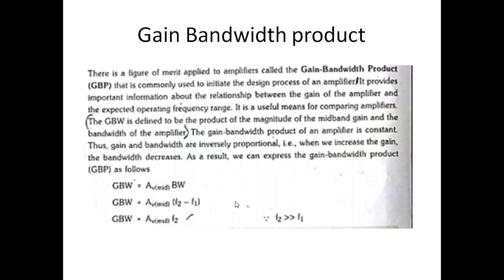As a result, we can express the gain bandwidth product as GBW or GBP is equal to AV at mid frequency, voltage gain at mid frequencies, times bandwidth. Bandwidth is equal to F2 minus F1. Generally, F2 is very much greater than F1, therefore we can eliminate F1. Now, the gain bandwidth product becomes AV at mid frequencies multiplied by F2.